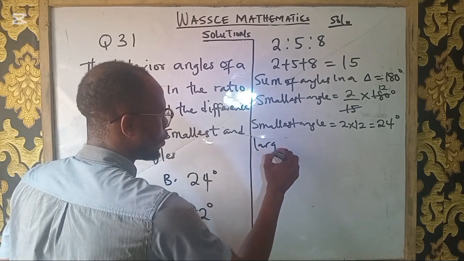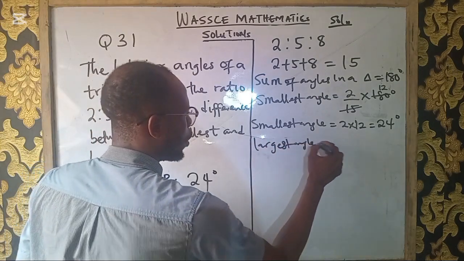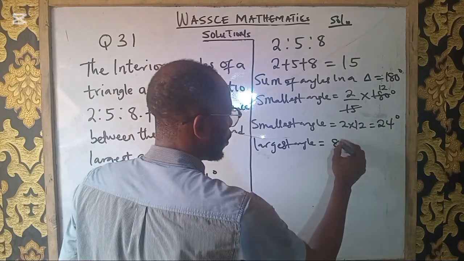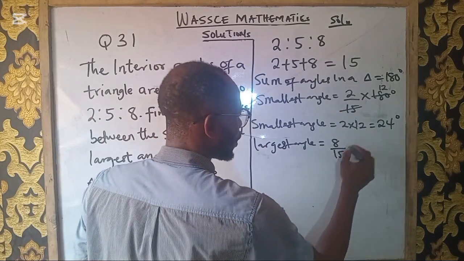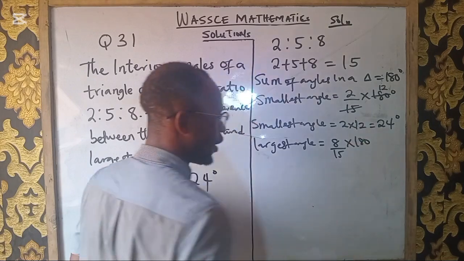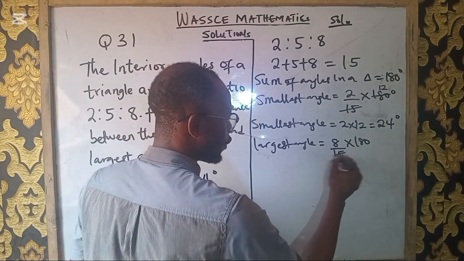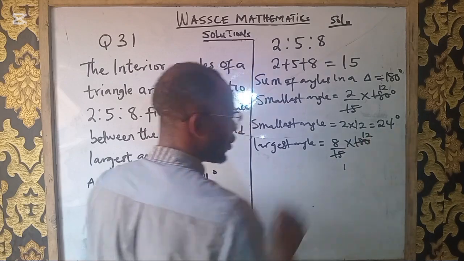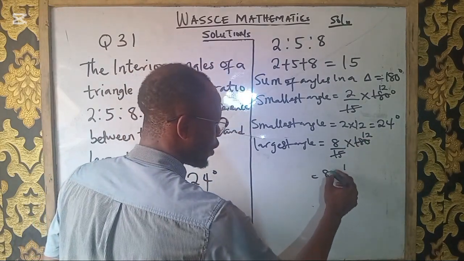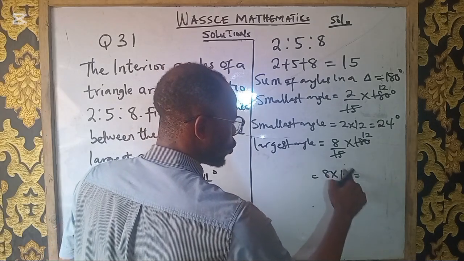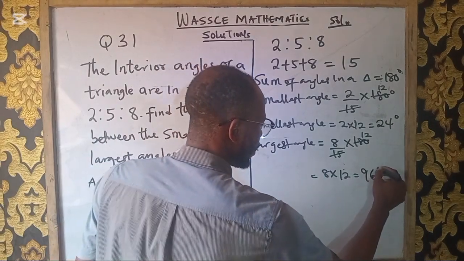Largest angle will have to be 8 over the total number of ratio, 15, times 180. Again, I can divide this. 15 here 1, 15 here 12. So I'm left with 8 times 12. And that will give us 96 degrees.